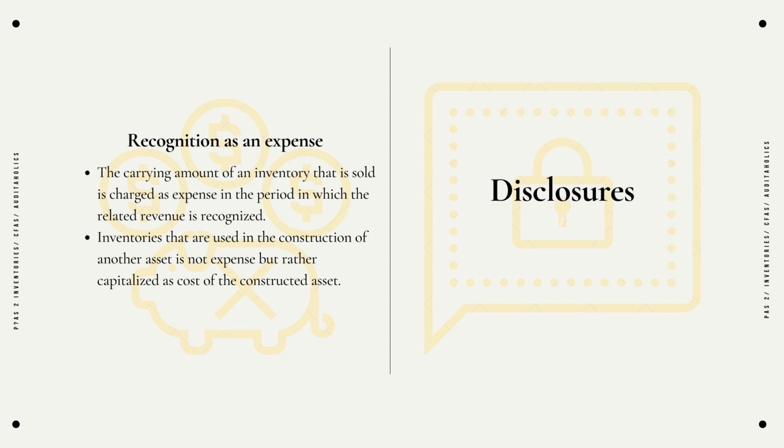Inventories that are used in the construction of another asset are not an expense, but rather capitalized as cost of the constructed asset. Example, the AC shop owner decided to have a much bigger store because the owner also wants to have a clothing line. So he decided to have a factory. The construction for the building is capitalized as a cost of a constructed asset. So yung mga materials o yung mga raw materials na gagamitin doon is recognized siya as a cost of a constructed asset.